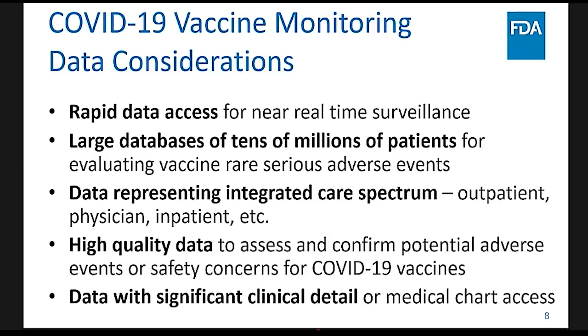We want high quality data, obviously, so that we can assess that the vaccinations did occur and that the events did occur, and we want more information on the types of events so we can adjudicate whether the events are real or not. And along those lines, we really want data with significant clinical detail, and that may mean access to medical charts. So again, if we identify a safety signal, we want certainty that the signal is really a true signal. The next slide.